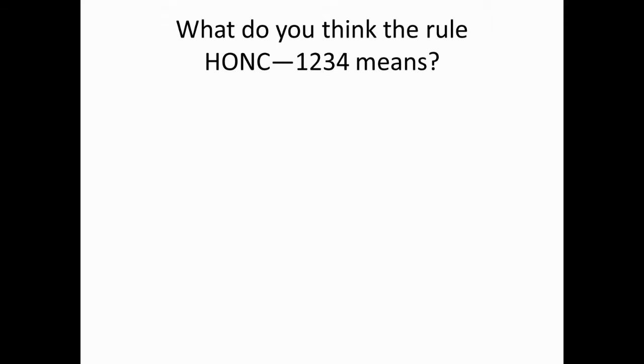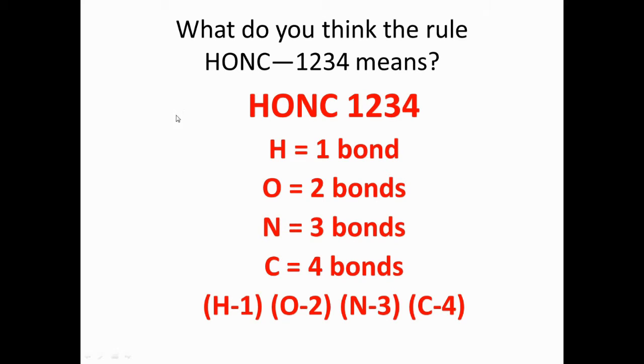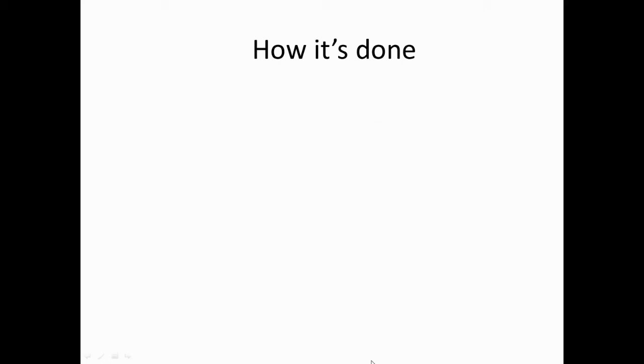So what do you think the rule "HONC 1, 2, 3, 4" means? Well, it's just like it sounds. Hydrogen goes with the 1 because hydrogens can form 1 bond. Oxygen goes with the 2, etc., etc. So now you can use this rule to actually do some drawings of your own. Here's the rule that a lot of people forget. Always start by connecting the carbon atoms together.